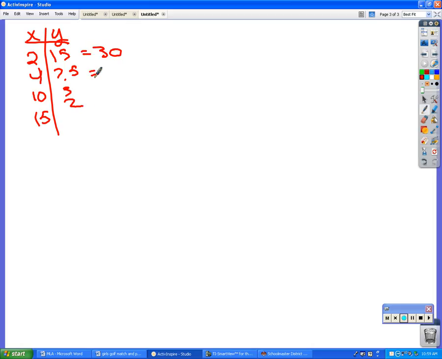Okay, so let's do some examples. So you tell me inverse variation or not. x is 2, 4, 10, 15 and y is 15, 7.5, 3, and 2. Right, 30, because 2 times 15 is 30. 4 times 7.5 is 30. 10 times 3 is 30. And 15 times 2 is also 30. So this is inverse variation. And my equation would be y equals 30 over x.